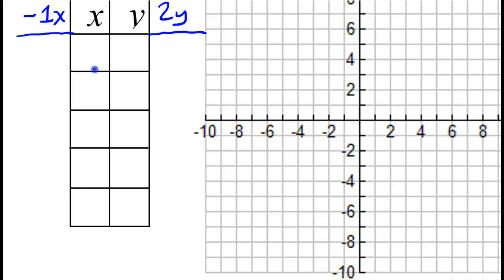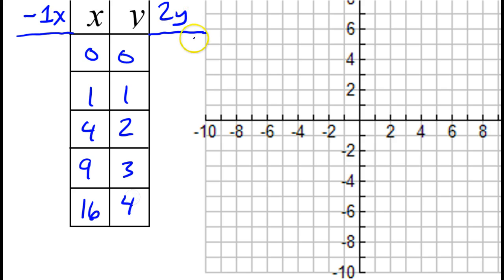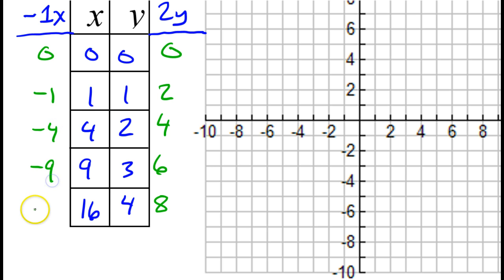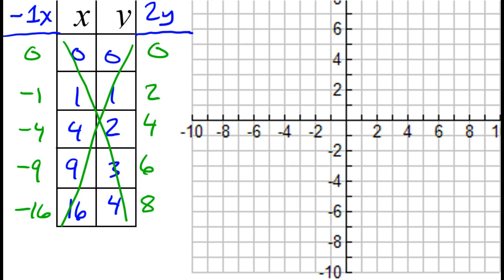This is square root, so we're going to use our 0, 1, 4, 9, and 16. The square roots of those are 0, 1, 2, 3, 4. So my new y values will be 0, 2, 4, 6, and 8. My new x values will be 0, -1, -4, -9, and -16. So since I have new x's and new y's, I will throw out all of my old x's and y's. Okay?